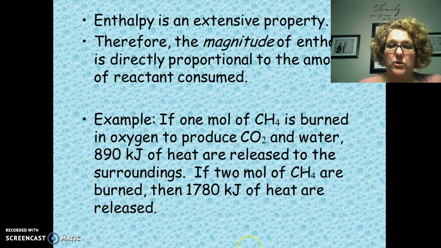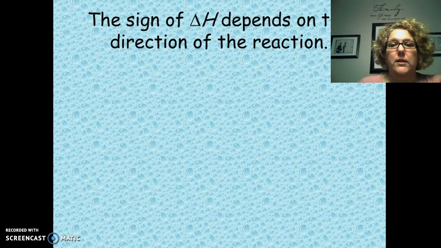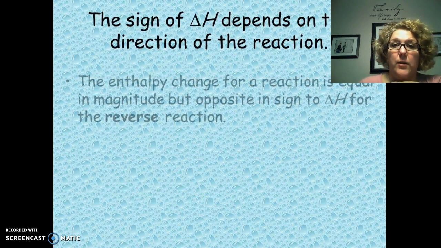Okay, so if I were to ask you to write what the delta H is, you would need to just realize, oh, because heat's being released, that would be a negative 890 or a negative 1780. So a lot of times in the homework, it's just going to list an enthalpy, and it'll say heat's being released or absorbed. You have to figure out the sign yourself. Okay, so the delta H depends on the direction of the reaction.